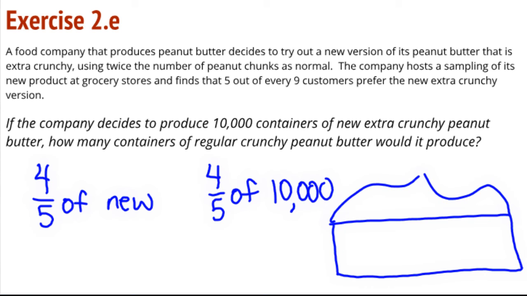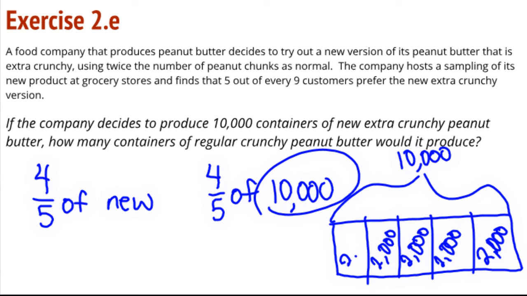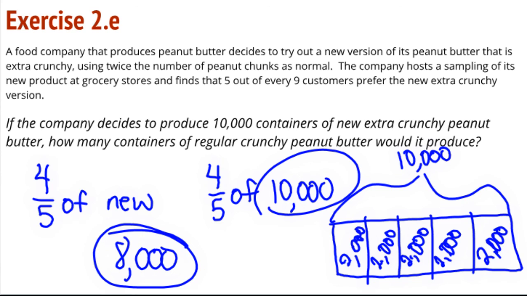And it says that I want 4/5 of the 10,000. So the 10,000 is going to have to be divided into 5 pieces. 1, 2, 3, 4. So I've got 5 pieces. 10,000 divided by 5 tells me 2,000 in each one of these. And I want 4 of those. 2, 4, 6, 8, 8,000. So if I have 10,000 containers of the new extra crunchy, I would have 8,000 of the regular.